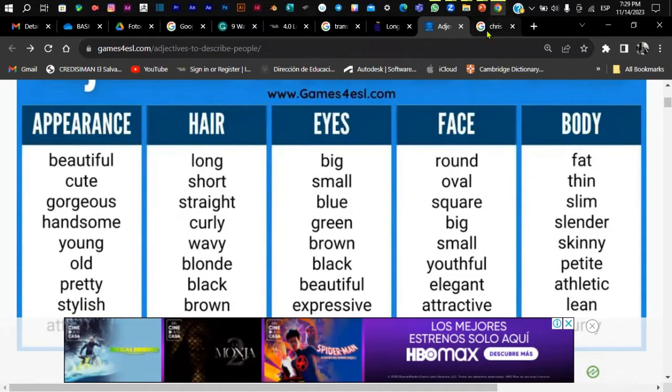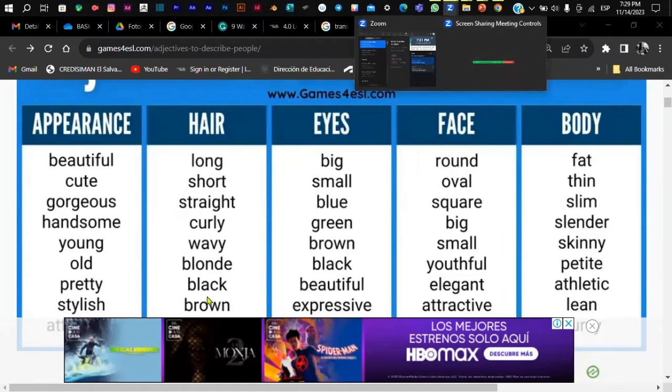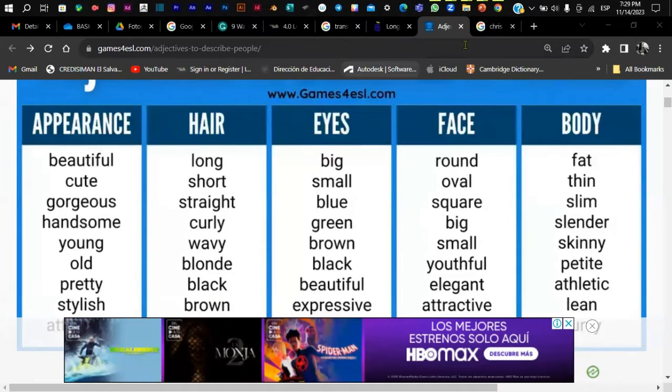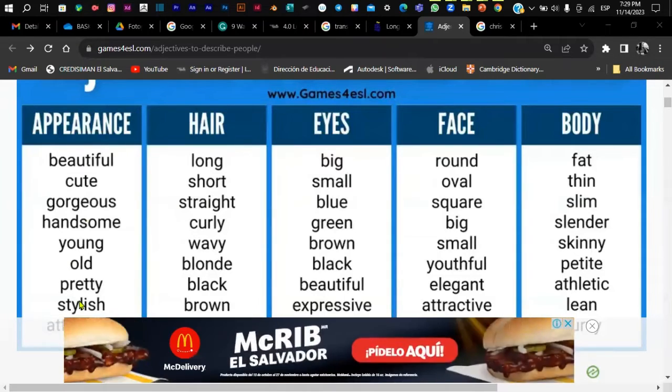Pretty. And stylish. What is stylish, guys? What's stylish? No es el estilo. Estilizada. Stylish. Yes, similar, estilizada. Stylish is como a la moda. Yes, pretty good. That's it.